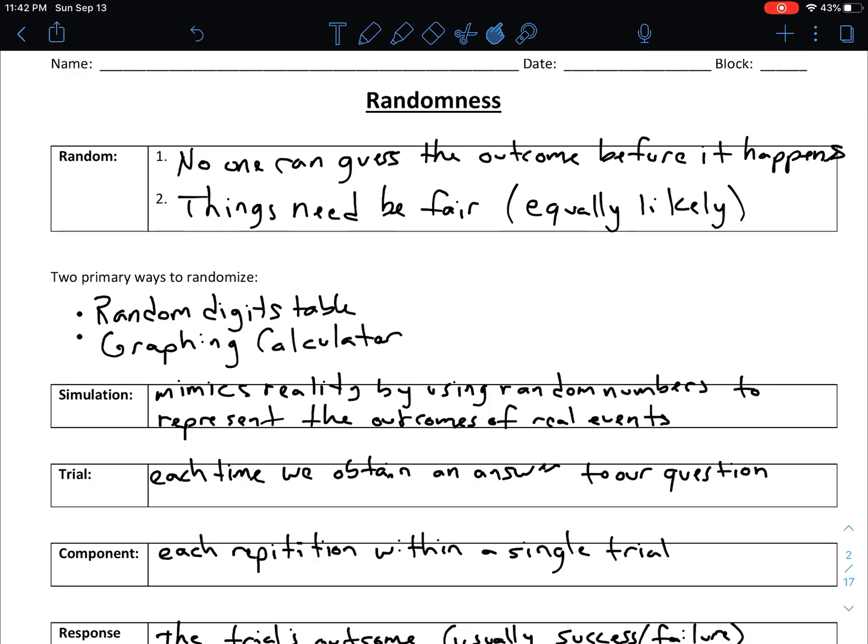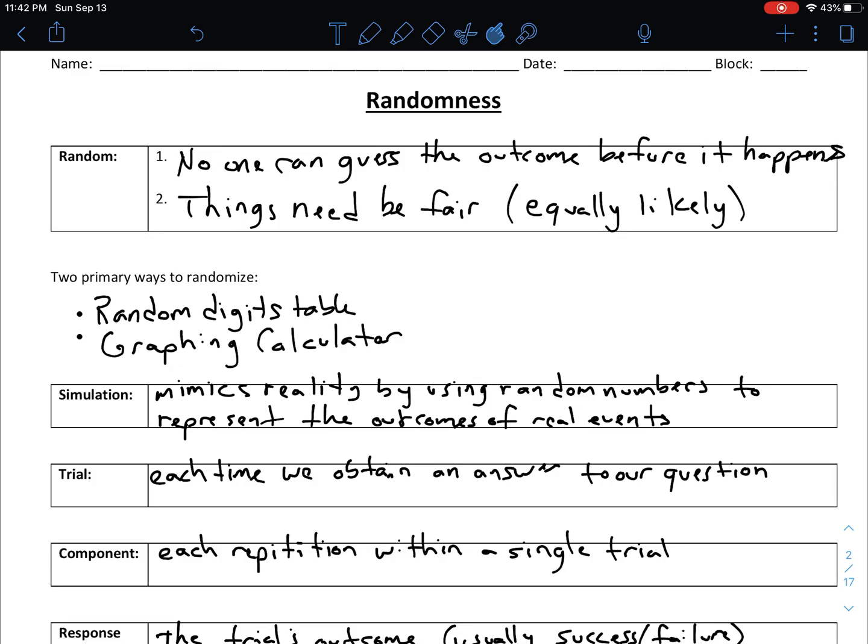So, think about rolling a dice. There's no way for you to be able to predict what number is going to show up on the dice, or flipping a coin. There's no way for you to accurately predict whether the coin is going to land heads or tails. Which also goes into the second thing about randomness, which is that the results need to be fair, and in most cases, they need to be equally likely.